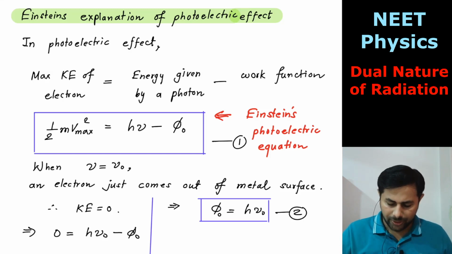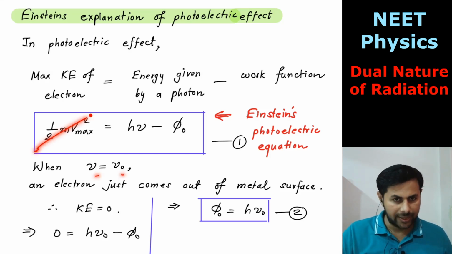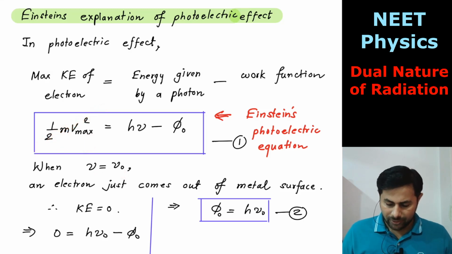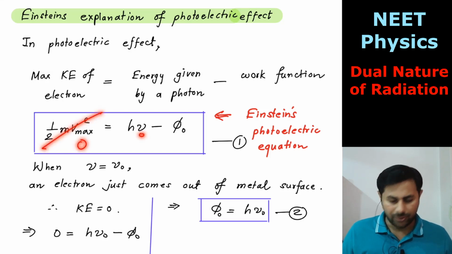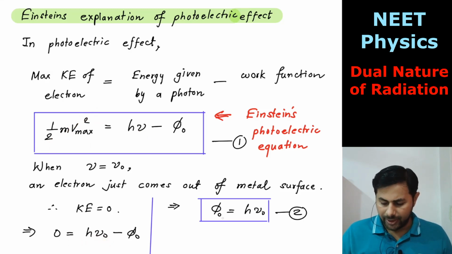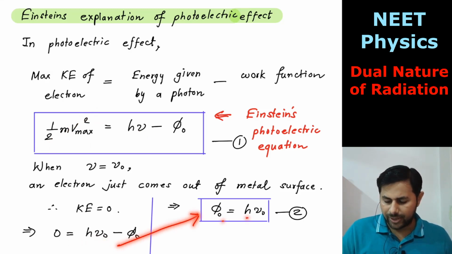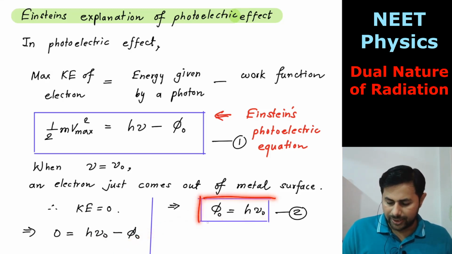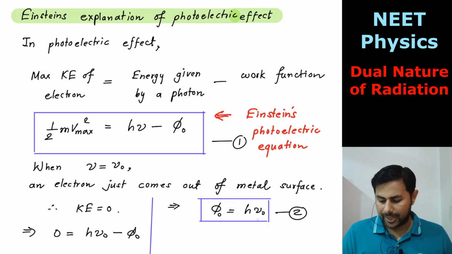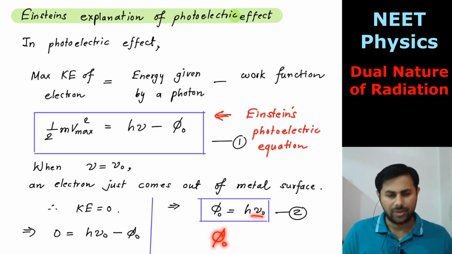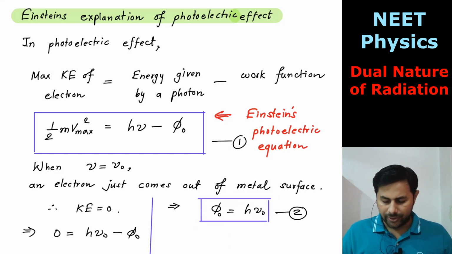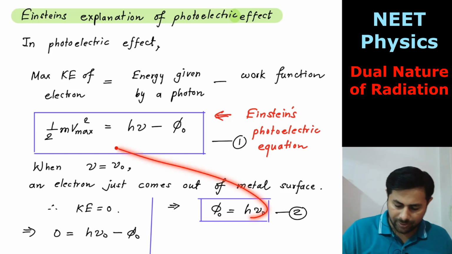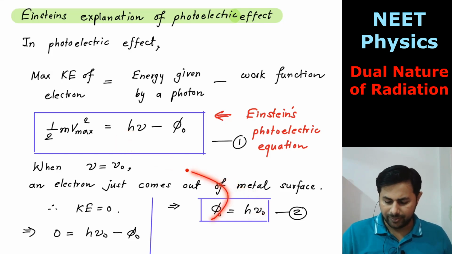Okay, good. So you put nu equals nu naught, so the kinetic energy becomes 0. Therefore you put 0 over here in this equation and nu naught over here. So then what do you get? 0 is equal to h nu naught minus phi naught. So then phi naught is equal to h nu naught. You get the relation between the work function and the threshold frequency. How much is the work function? Phi naught is equal to h times nu naught. Okay, good.